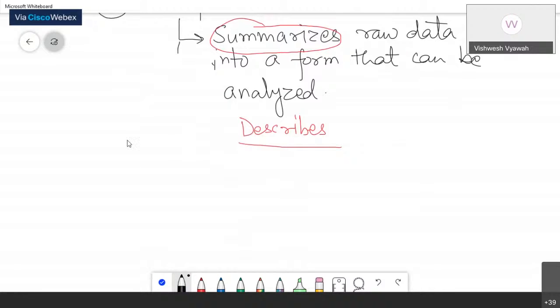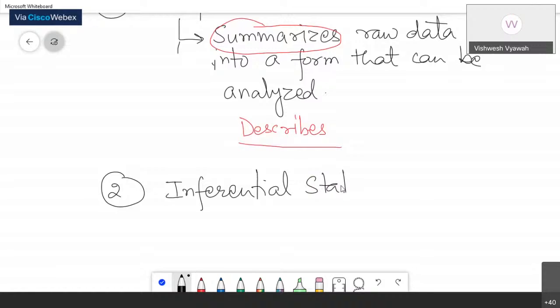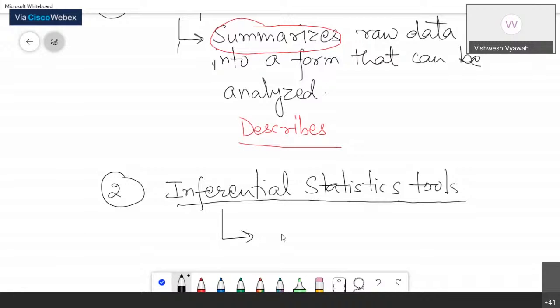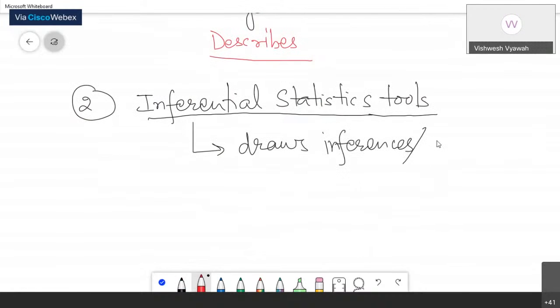The second part here is the inferential statistics, or inferential statistical tools. Now what does this tool do? It basically, as the name suggests, draws inferences, or it also draws something called conclusions. So very important. It draws inferences and or conclusions, basically.